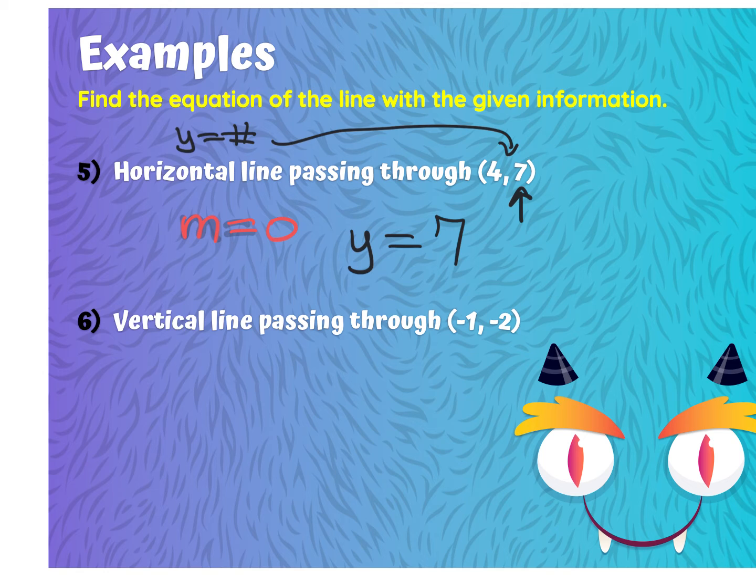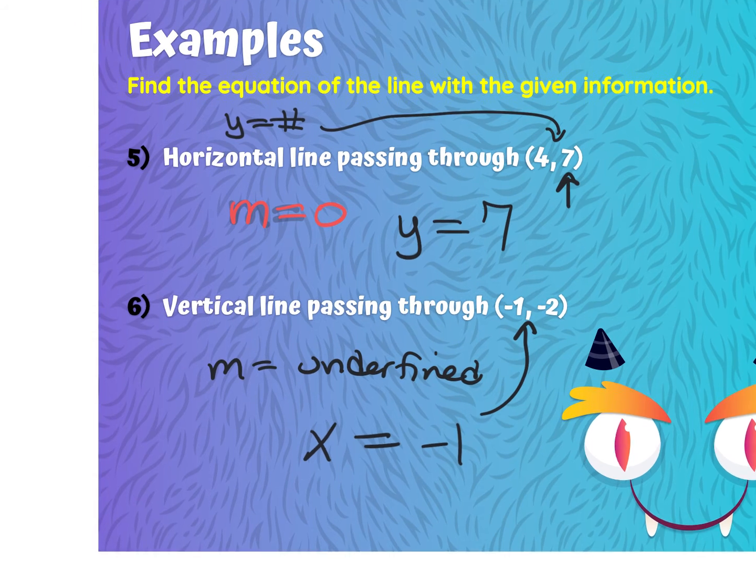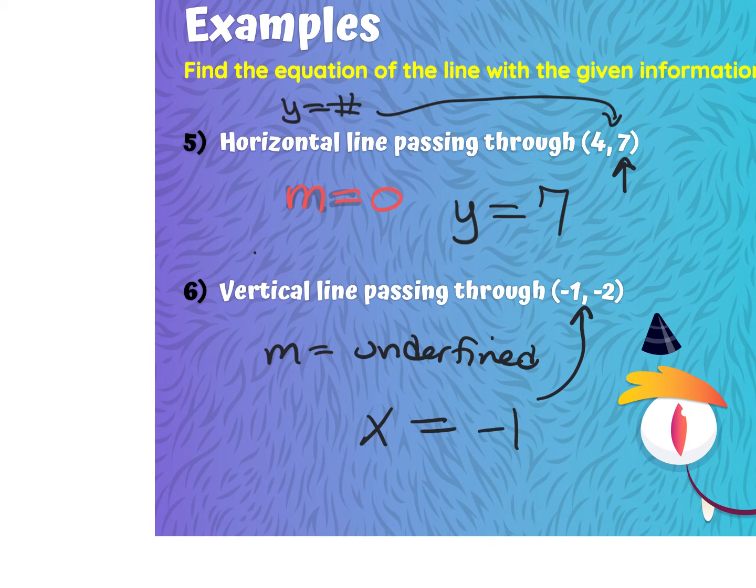If it's a vertical line, remember your slope here is undefined. And it's going to be a vertical line through the x-axis, so it'll always be x equals a number, and that number is going to be the x value of your ordered pair. So vertical lines always are going to be x equals a number, and that number is the x value from the point that's given to you.